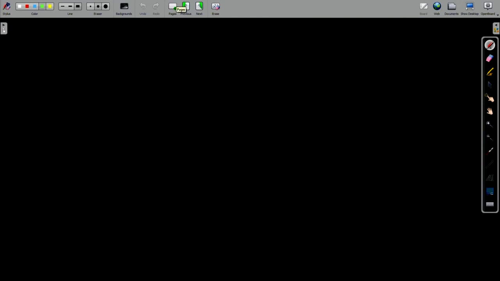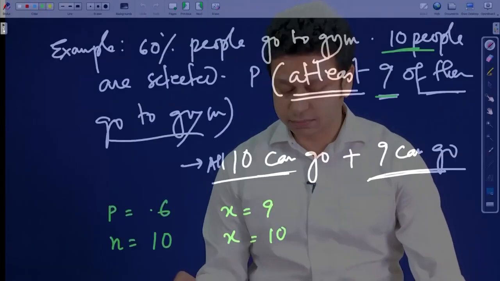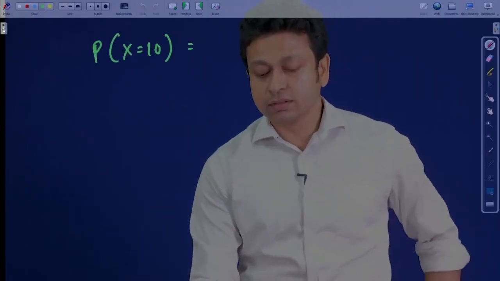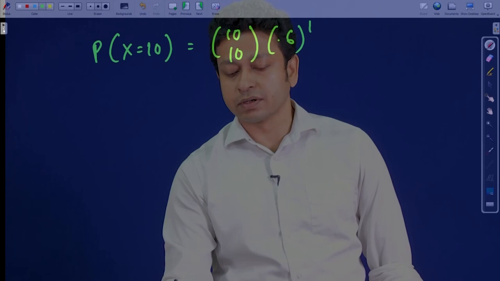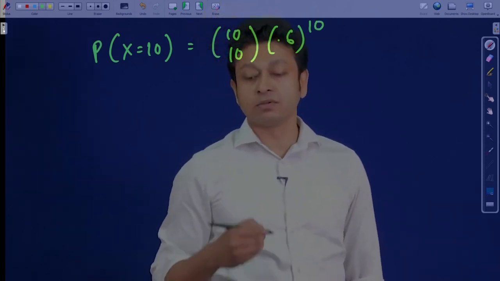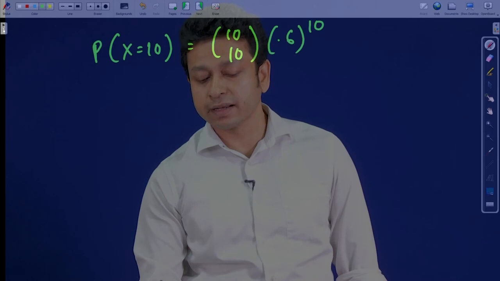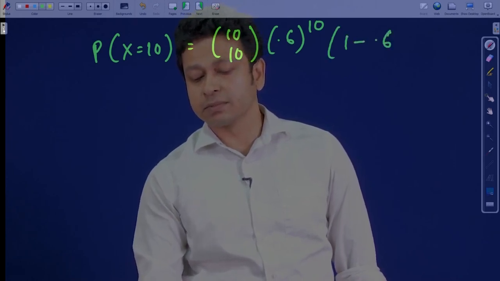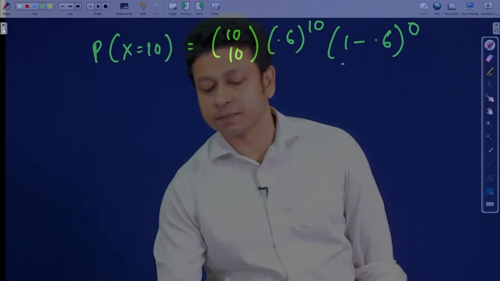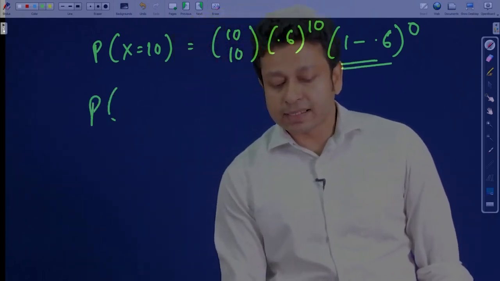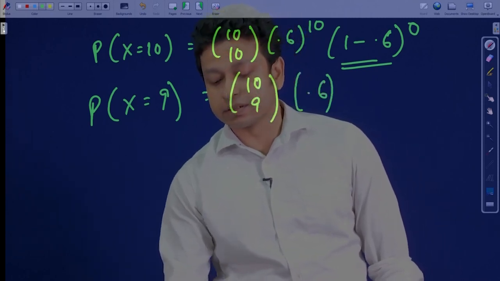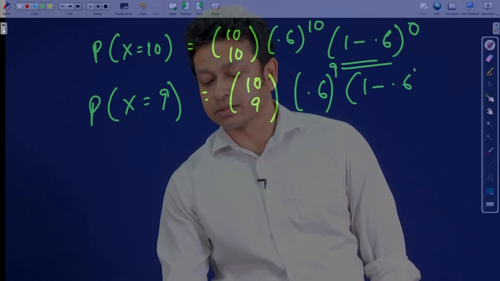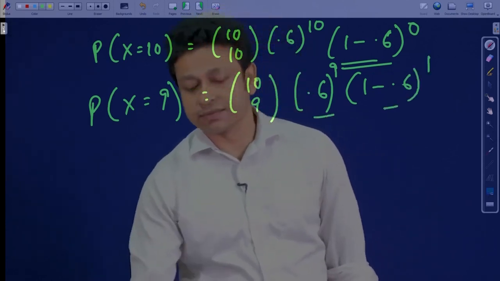So, how do you do that? It is very simple. Probability x is equal to 10 is equal to 10C10, probability of success 0.6 to the power 10, because you want all the 10 people to go to the gym, and (1 minus 0.6) to the power 0, because nobody fails to go. And probability x is equal to 9 is going to be 10C9 0.6 to the power 9, (1 minus 0.6) to the power 1. Okay. So, these are the successes, these are failures.